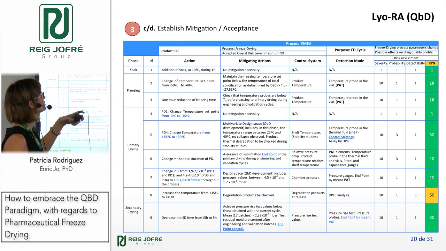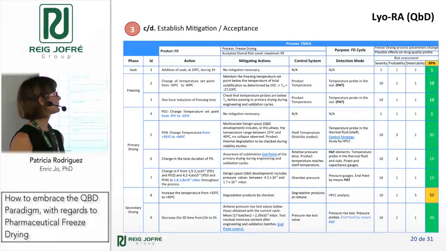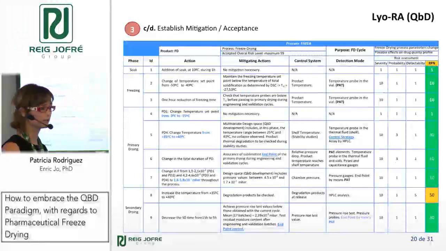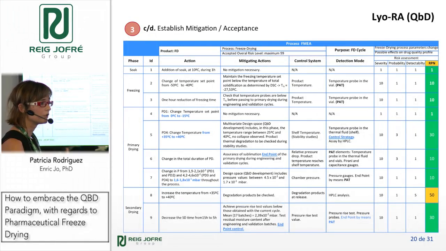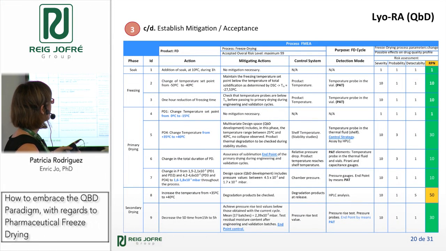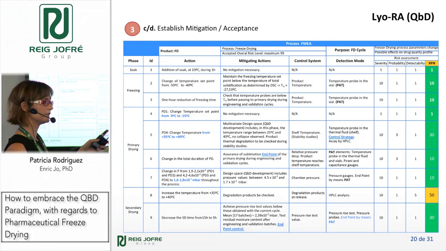So as a control system, we have the product temperature and the detection mode, temperature probe in vial, that in that case we can consider as a PAT element, because in that stage we can control the real temperature in the vial during all the stage. So well, we have reduced the risk from 350 to 10.